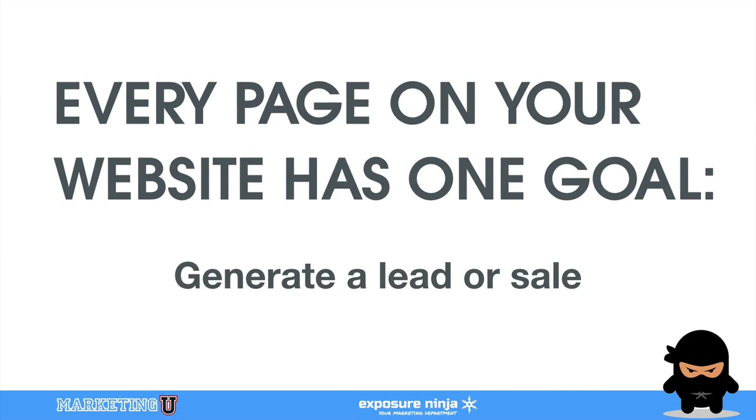Every single page. People think that their About Us page is a chance for them to tell the visitor about the story of the business. It's there to generate a lead or sale. People think that the blog page is a chance for people to learn about the news and see behind the scenes of the business. It's there to generate a lead or sale.